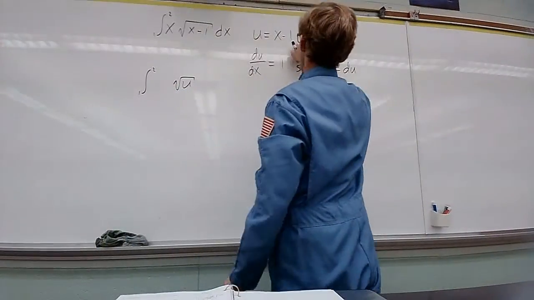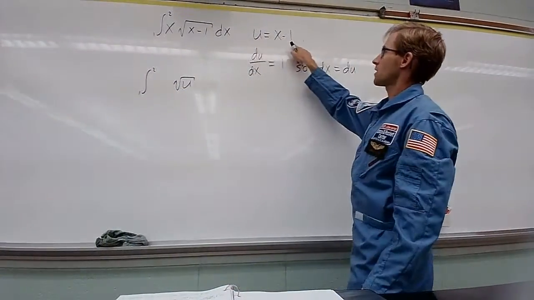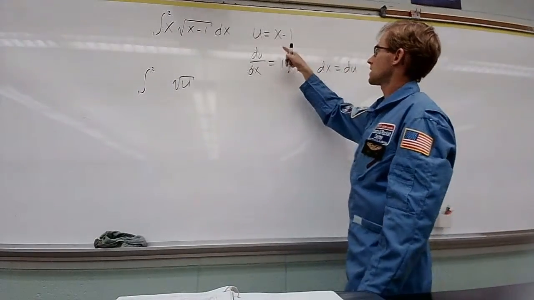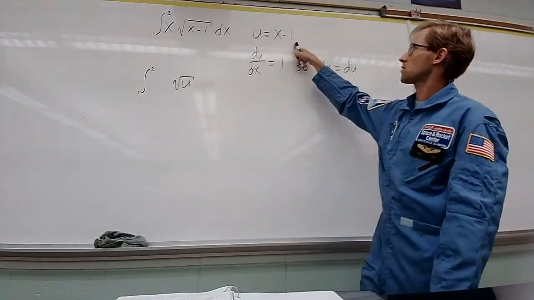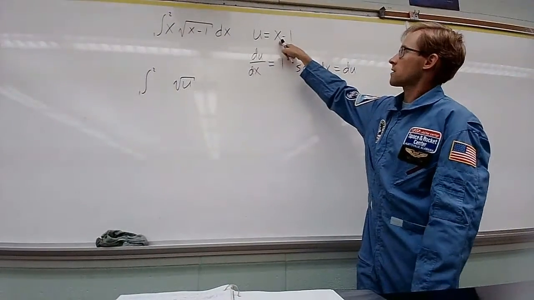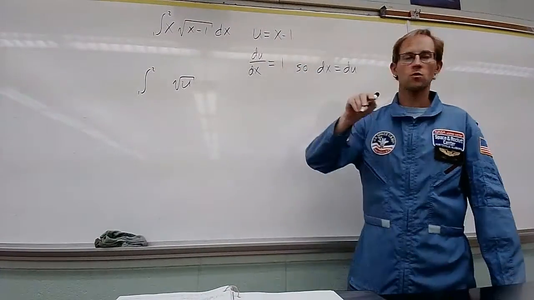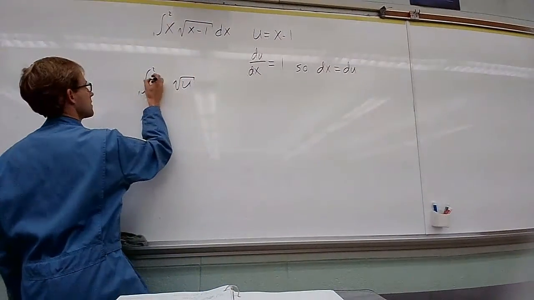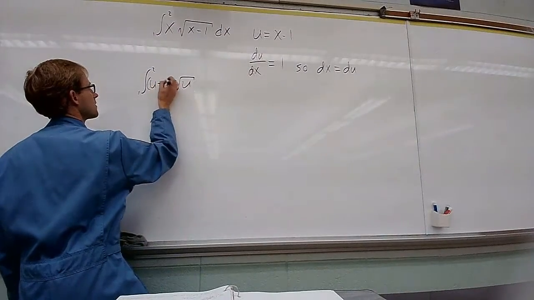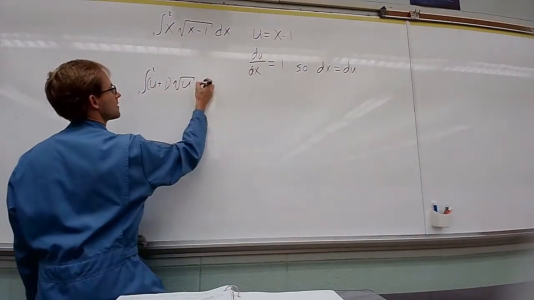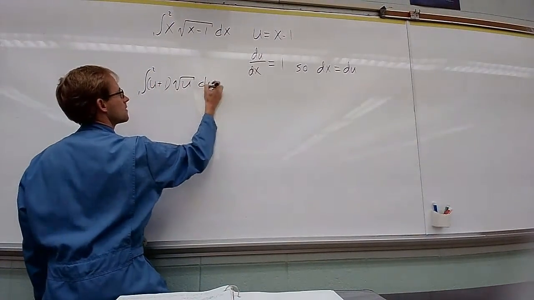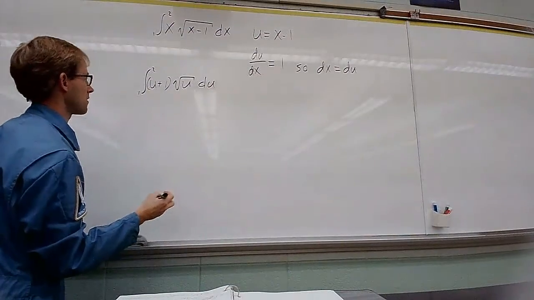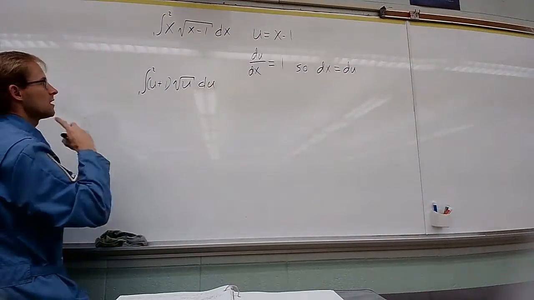So in order to get rid of this x, all you have to do is go here and figure out what x is equal to. So if u is equal to x minus 1, that means that x is equal to u plus 1. So we're going to replace that x with this, and du. And now we can go ahead and hopefully try and solve this thing.